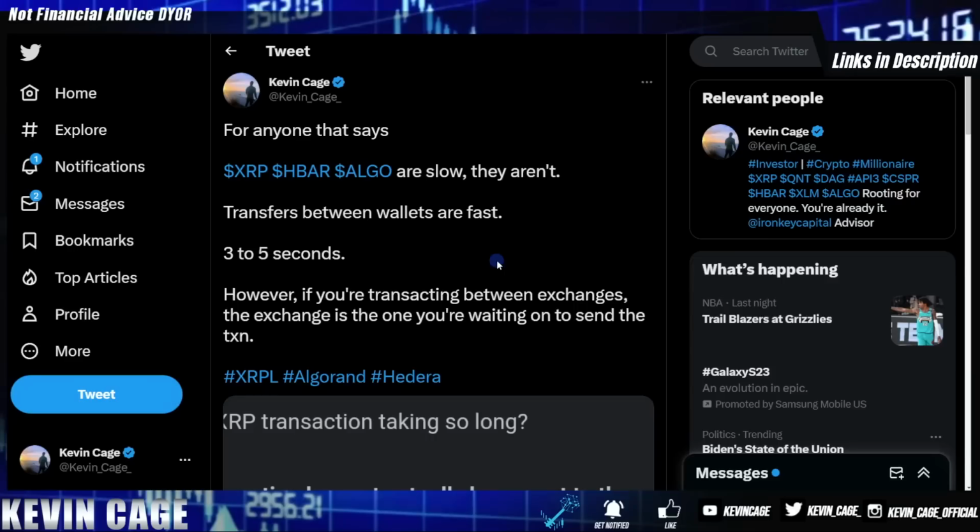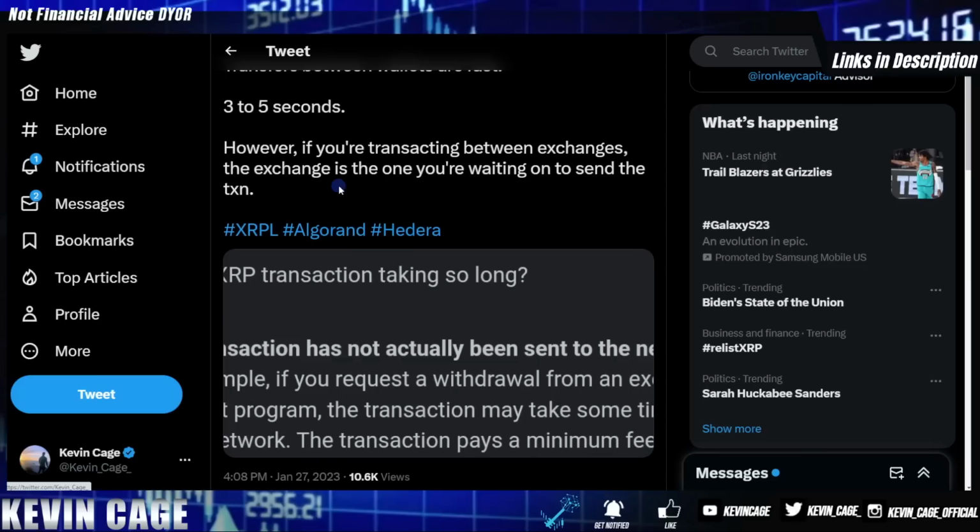And also, for anybody that says sending XRP, HBAR, ALGO is slow, they're not. When you transfer between wallets for all three of these networks, it is typically 3 to 5 seconds. However, if you're transacting between an exchange, let's say you're sending money from Uphold to KuCoin, then you're stuck waiting on Uphold, or vice versa. You're waiting for KuCoin to actually approve and then send the transaction on your behalf.